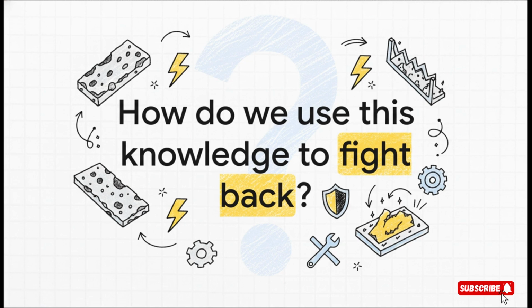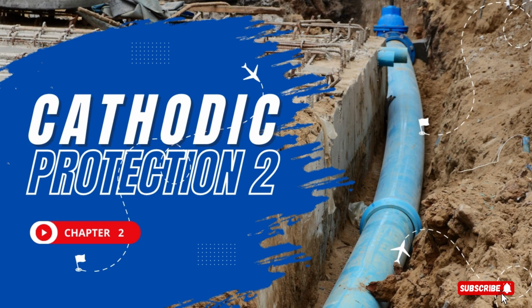So the question now becomes, how do we use all this knowledge to fight back? How can we manipulate this electrochemical cell to our advantage, slow it down, or even reverse it to protect our structures? Well, that is the science of cathodic protection, and that's exactly what we're going to cover next time.